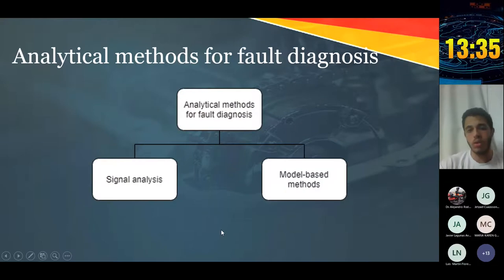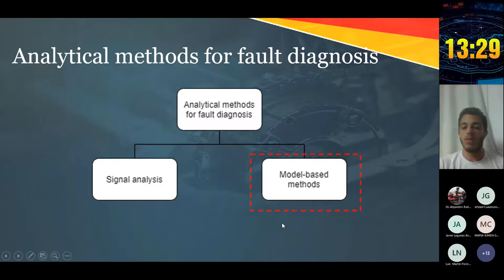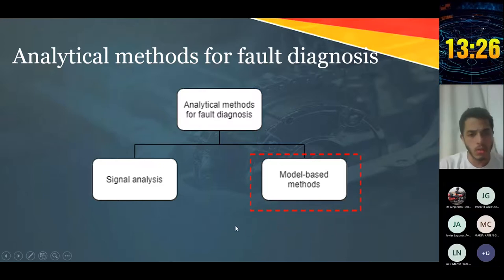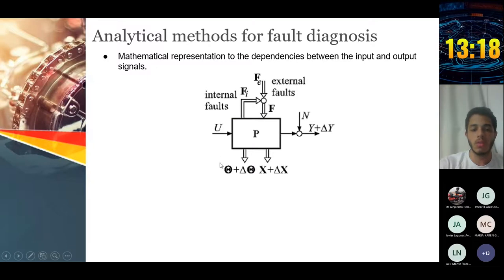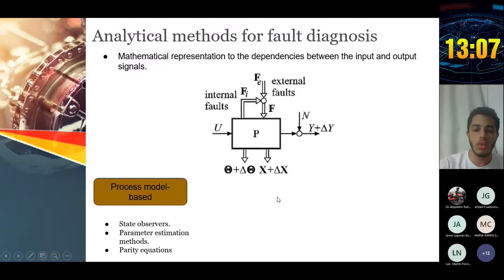Two of the most commonly used analytical methods are signal analysis and model-based methods. Today we will have a brief look at the model-based methods. Model-based methods rely on constructing a mathematical representation that determines the dependencies between the inputs and the output of the process. And by constructing this model, we can actually detect the change in the states or the parameters of the process, based upon which we can make our decision about the behavior or the condition of the process.